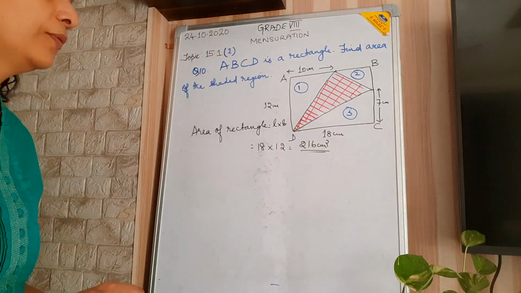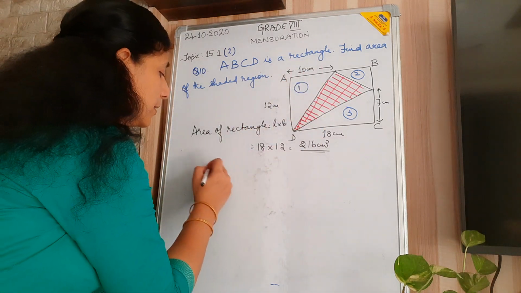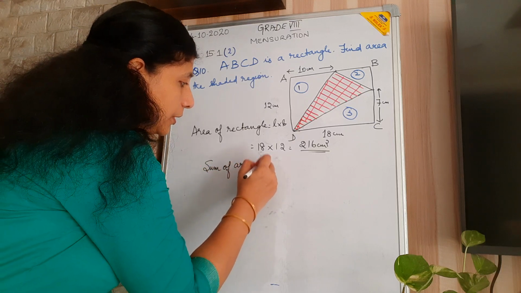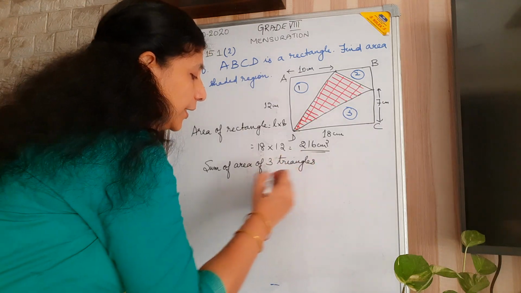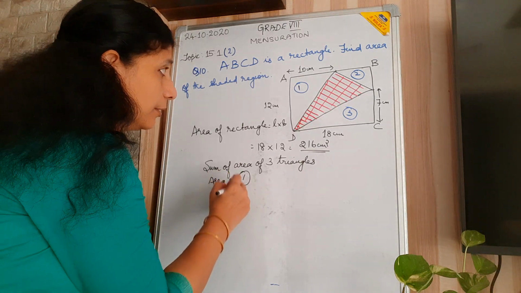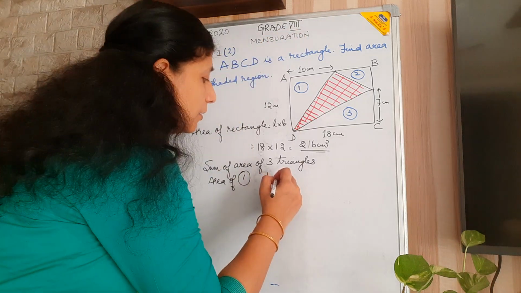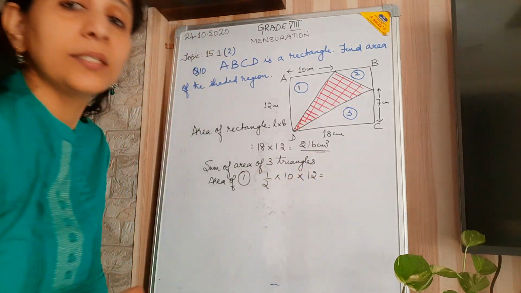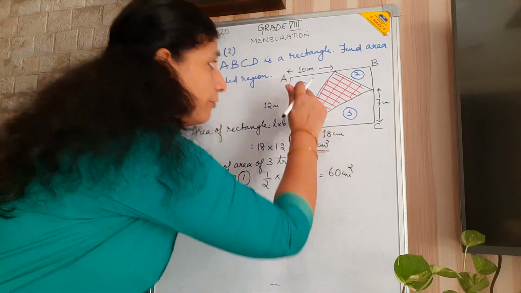Now next is that you will find the sum of the areas of the three triangles. So sum of areas of three triangles. Okay. So that is first one, area of 1, half base I am taking it as 10. So half into 10 into, here it is 12, the first one, that is 6 into 10. 6 into 10 is 60 centimeters square. So I got for the first one.